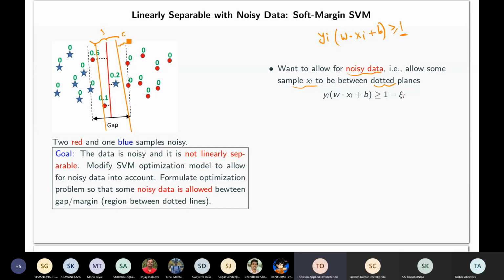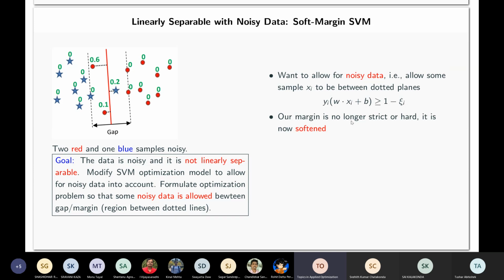Okay, so this you can think of as ξi. So I'm allowing for some points to be inside the gap. The strict gap was 1, up to scaling and so on, and then ξi is the additional amount I am allowing. So there will be some yi that will satisfy 1 minus ξi. So some of these, like these guys, will be allowed now. Okay, so our margin is no longer strict or hard. It is now softened.